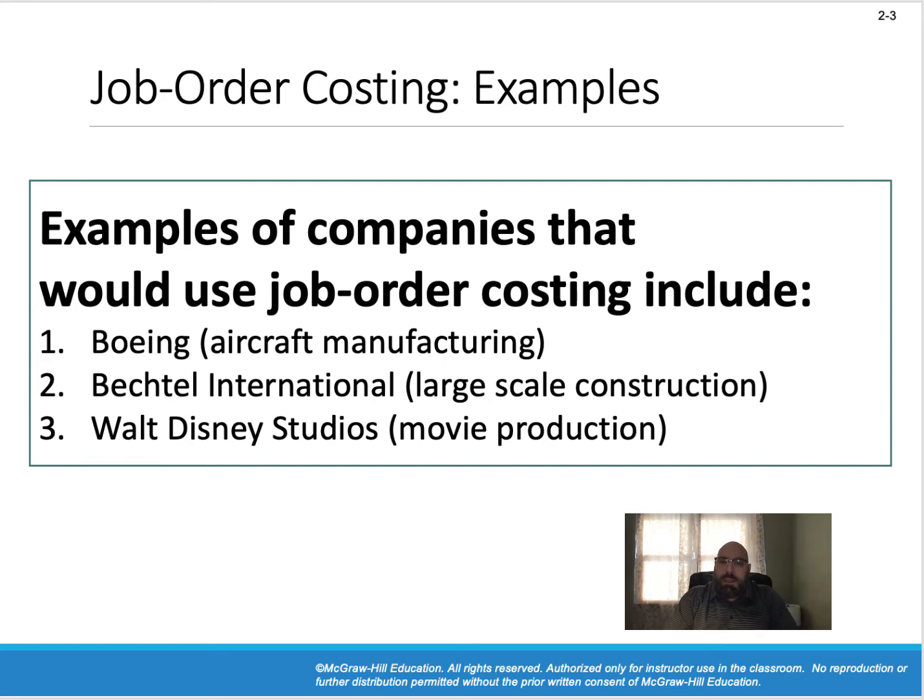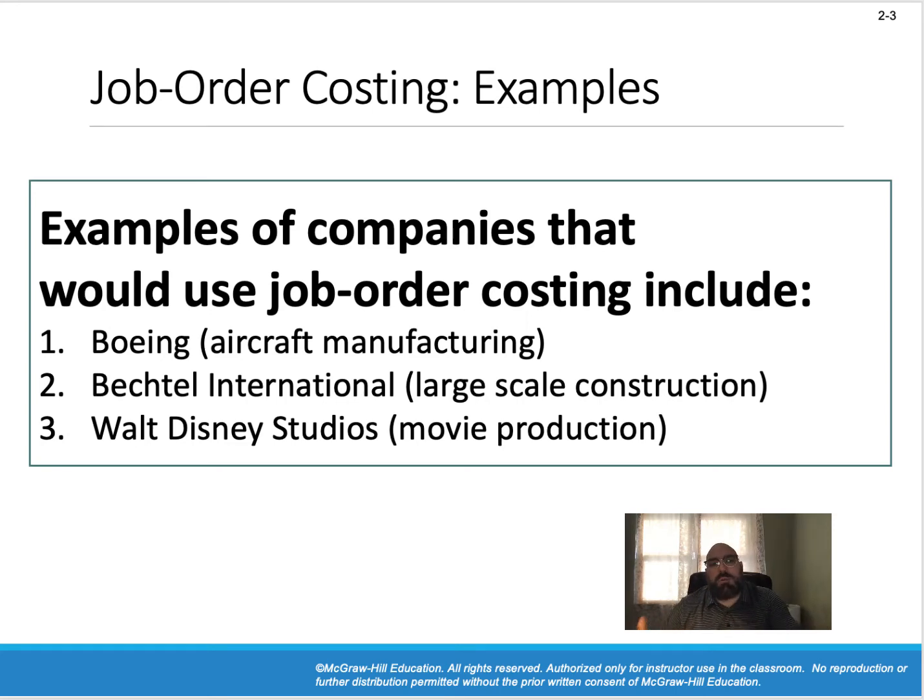Each movie that Walt Disney produces is its own job, okay? So that means Walt Disney Incorporated needs to trace direct material, direct labor, and manufacturing overhead costs to each movie. So think about it. Walt Disney makes a number of different movies, right? There are a lot of animated movies, right? Little Mermaid, Aladdin, Lion King.